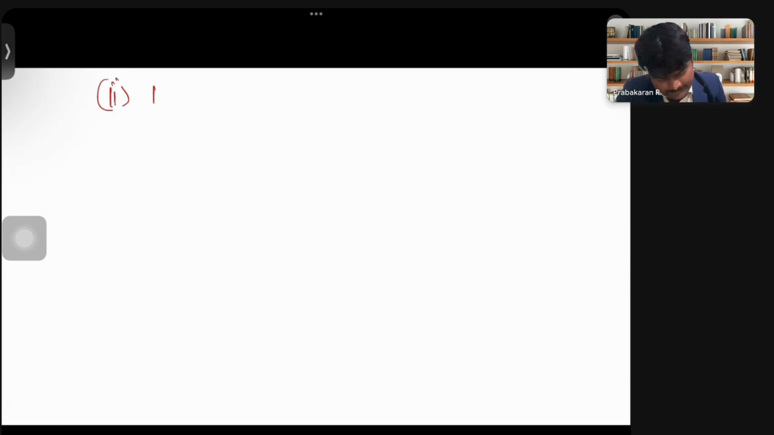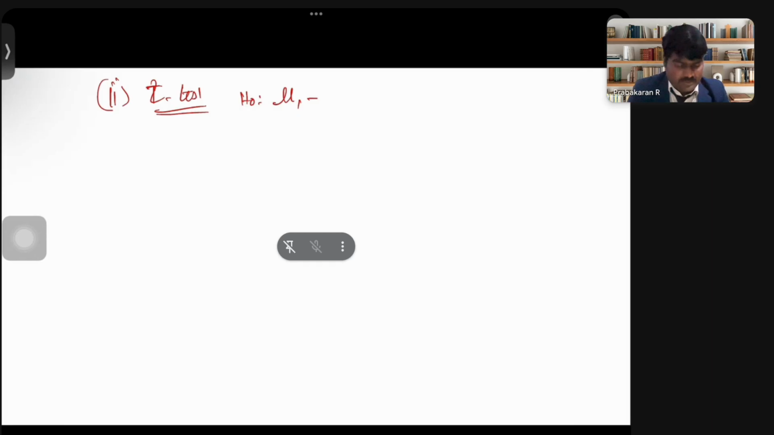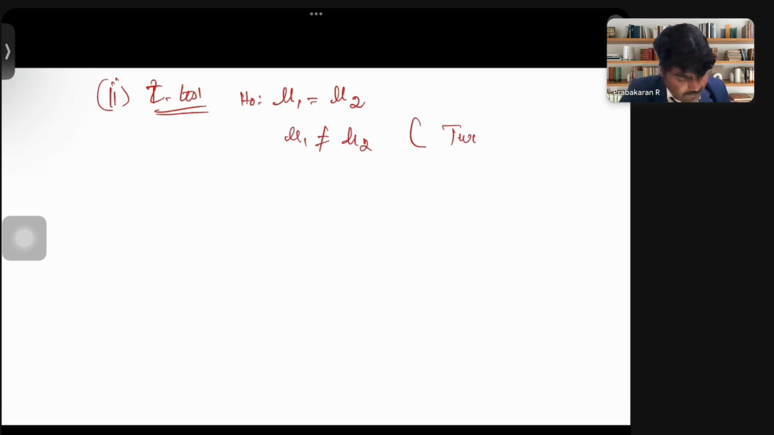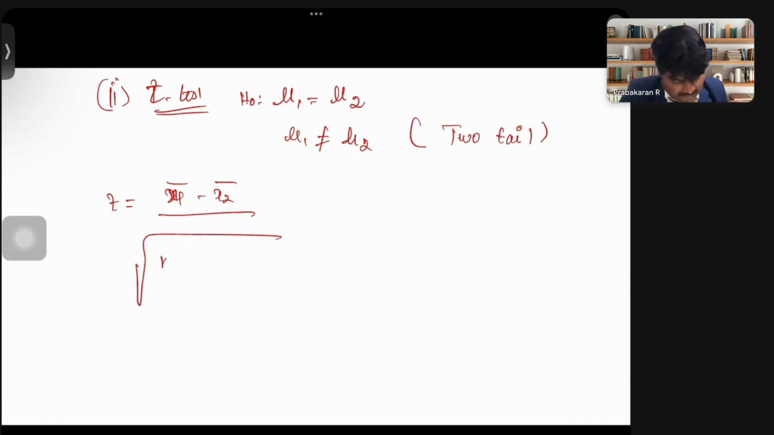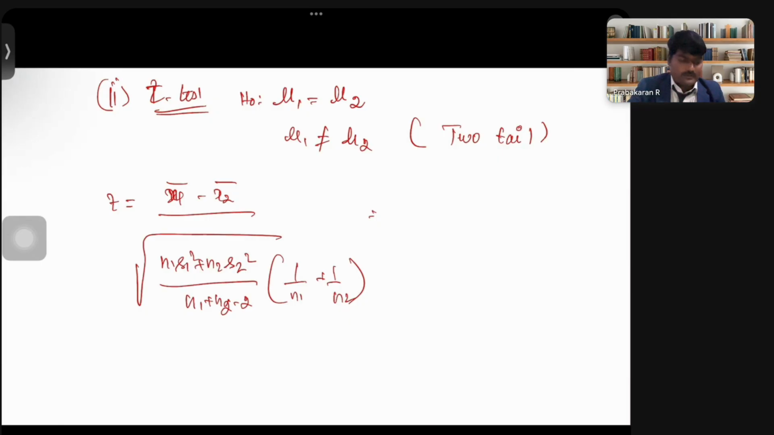The second test is the t-test to compare the means. We can fix H0 for two samples. If you want, you can write it in terms of notation: mu1 not equal to mu2, that is two tail. We are writing in general. So the t-test formula, comparing two sample means, is x1 bar minus x2 bar over the square root of (n1 s1 square plus n2 s2 square) divided by (n1 plus n2 minus 2) times (1 by n1 plus 1 by n2). So for x1 bar, just apply all the values.